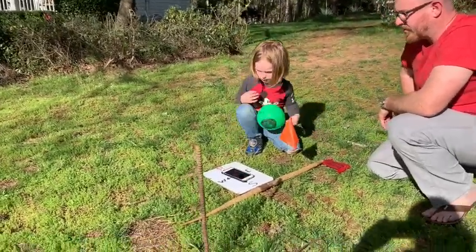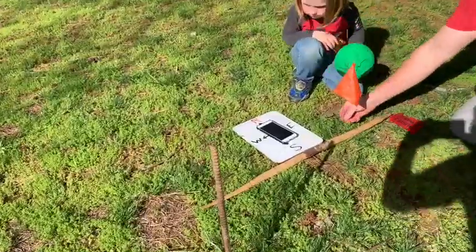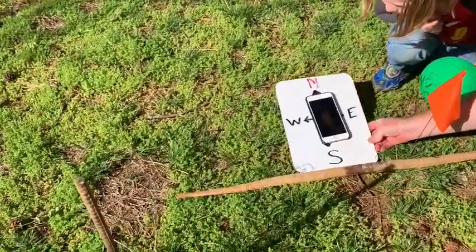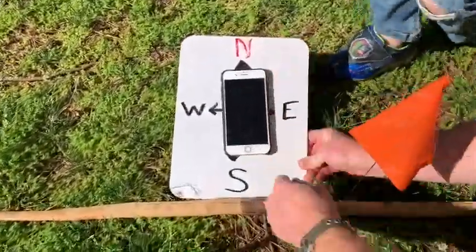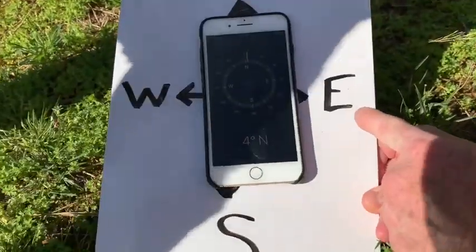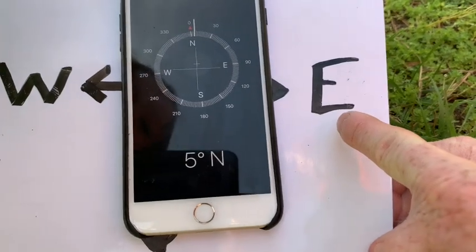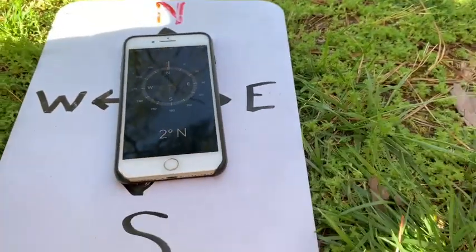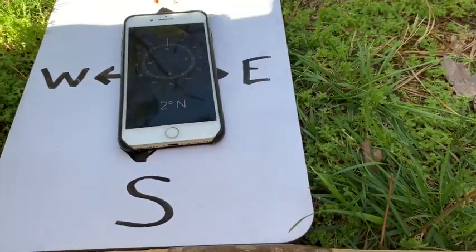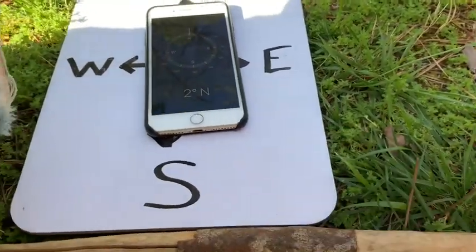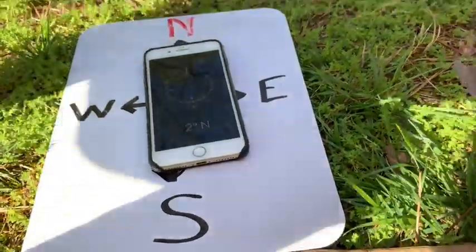All right. If we take a look at this, what we're actually seeing here is that north is pointing north, west is west, and east is east. Can you see that, Daniel? Cool. So it worked. This is called the stick and shadow technique for finding true north in the northern hemisphere, of course.